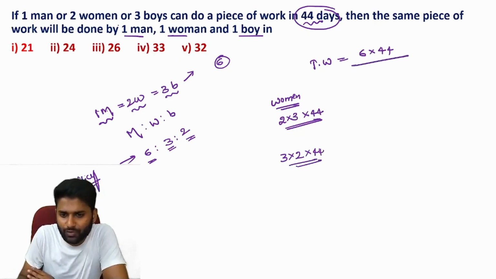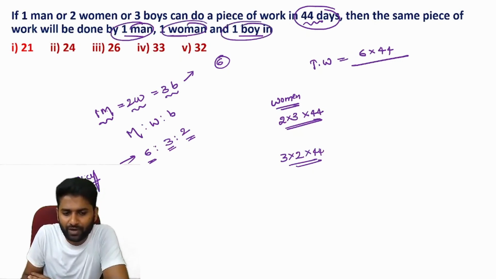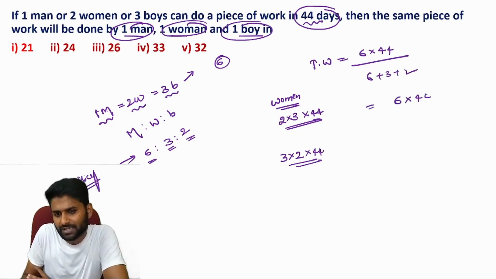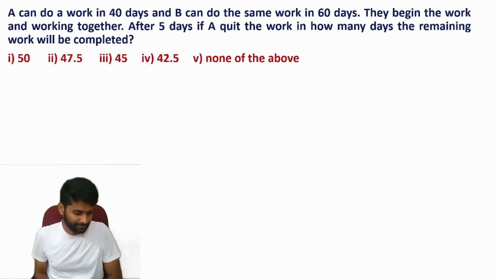And this work we are assigning to one man, one woman, and one boy. So what is the efficiency of one man, one woman, and one boy? 6 plus 3 plus 2. For the calculation, 6 into 44 divided by 11 units. 11 becomes exactly 4. 6 into 4 is equal to 24. Just go through this question.